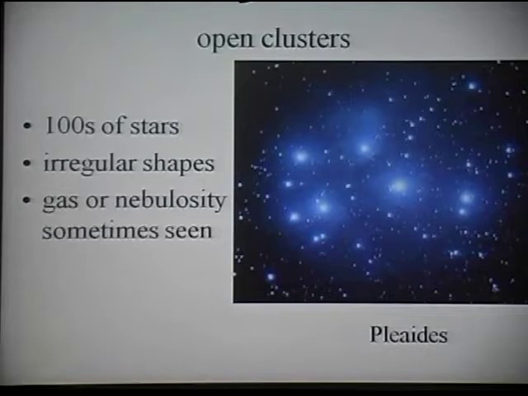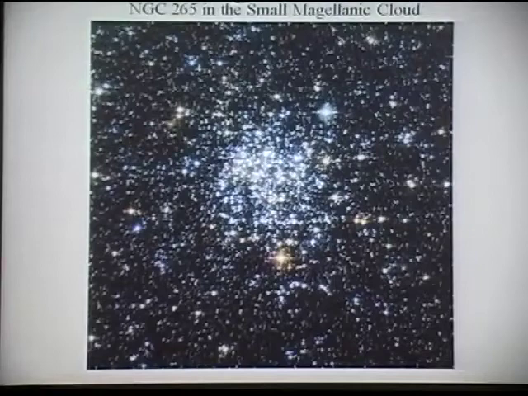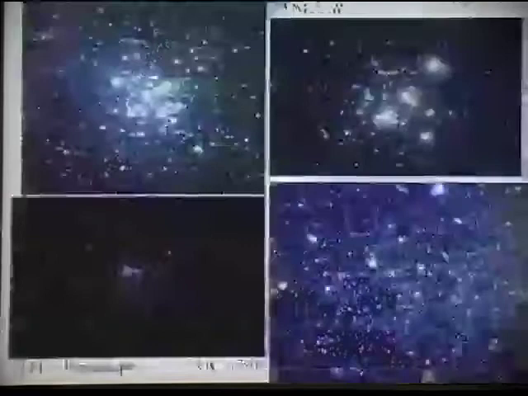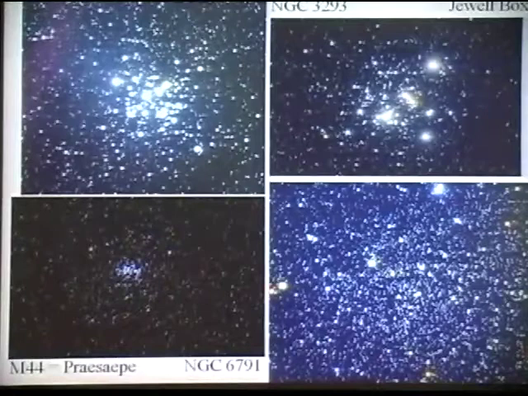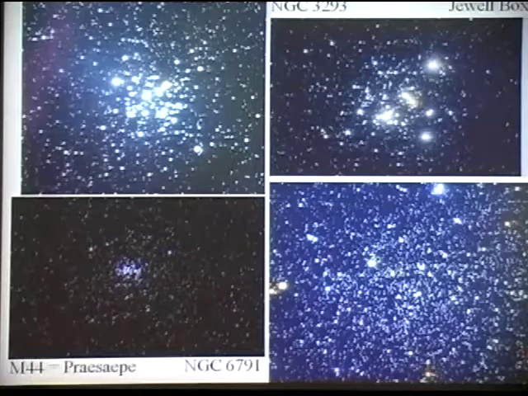These are open clusters. Here's another open cluster, NGC 265. They're beautiful things. But you can actually, if you really want to, count the stars. NGC 3293 on the top left, the Jewel Box on the right, M44, Messier's 44th object on the left, NGC 6791 on the right. Open clusters.